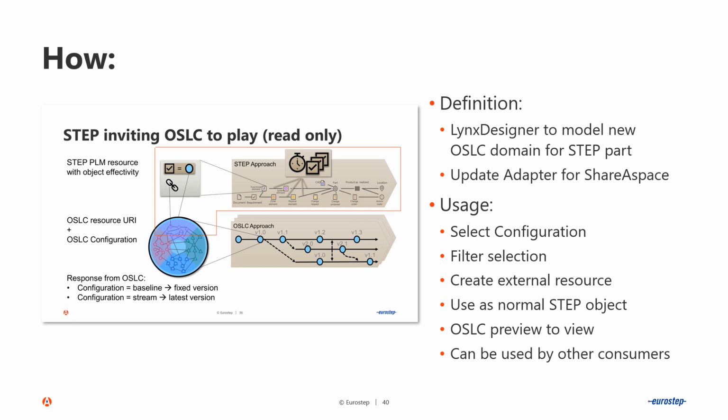I'm just going to break from the demonstration part and explain how we actually did that. What we started with was the definition. We started with Lynx Designer and used it to model the OSLC domain for STEP, and then we updated the ShareSpace adapter. To use it, we selected configuration, used that to filter the selection, created an external resource, and then used that as if it was a normal STEP object. When you click on it, the OSLC preview is used to view it, and it can be used by other consumers.